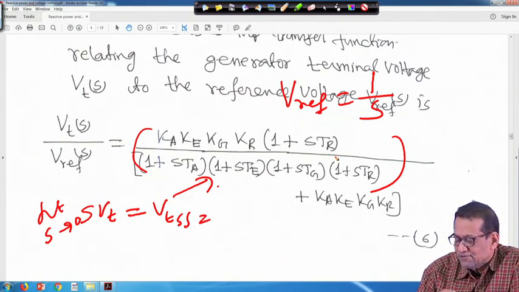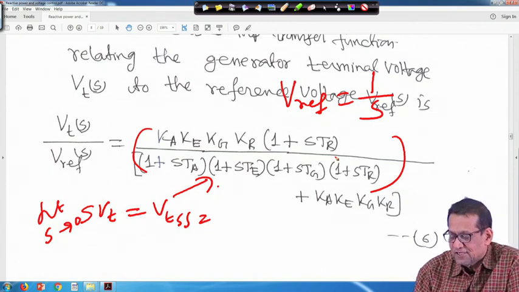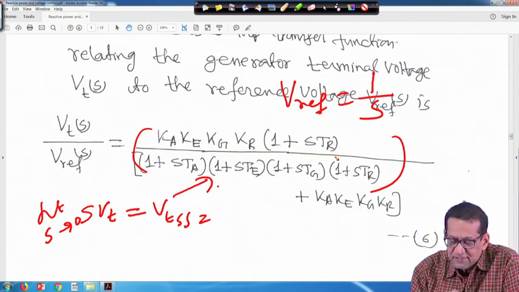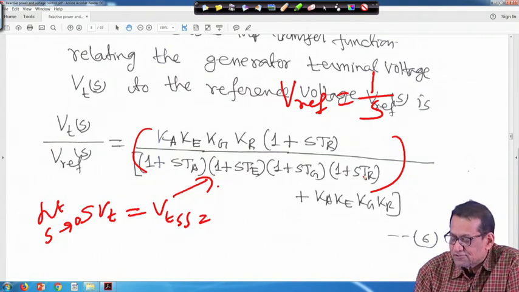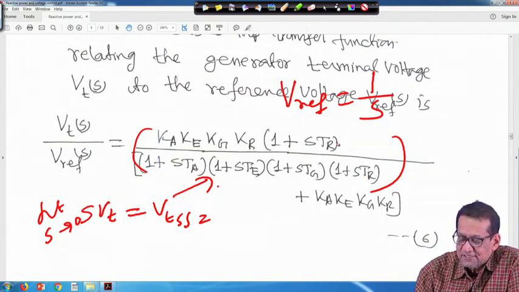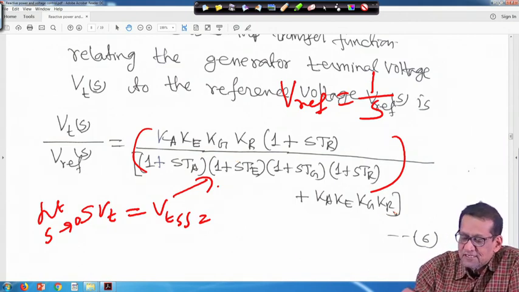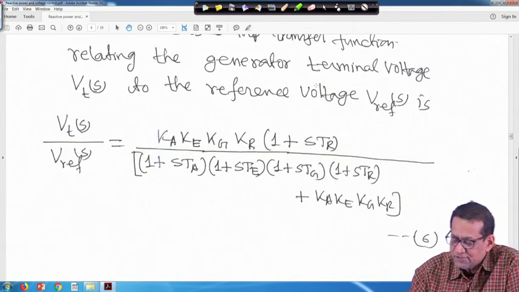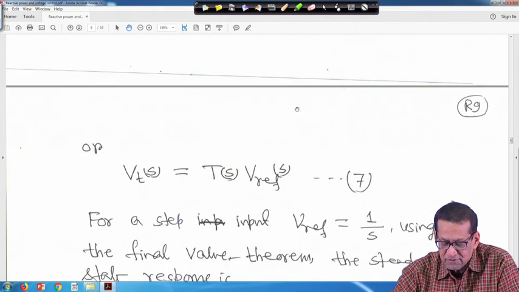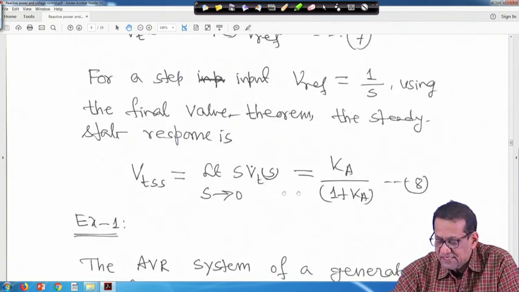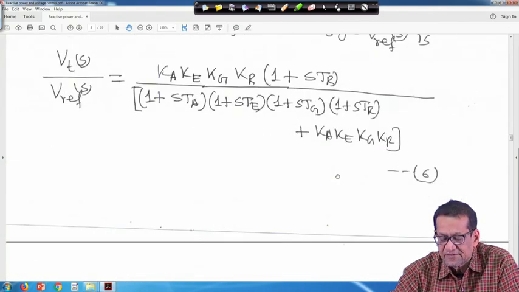Whatever you get in this expression, S is 0, S is 0, S is 0. So, it will be 1. Here also is the Ka, Ke, Kg, Kr, here also Ka, Ke, Kg, Kr. So, just hold on. If you do so, Ts with V reference, it will become approximately K upon 1 plus K, Vt steady state here.